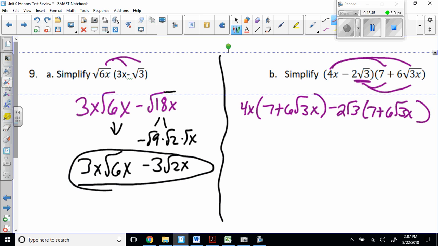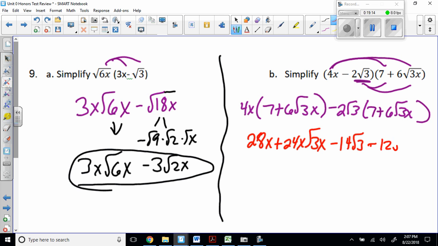So when I do this, this gives me 28x. This gives me 4x is on the outside, 6 is on the outside, so that is 24x, 3x, square root of 3x, minus negative 2's out here, 7, that's negative 14 square root of 3. And then I have negative 2 square root of 3 and positive 6 square root of 3x, which gives me minus 12 square root of 9x, right?